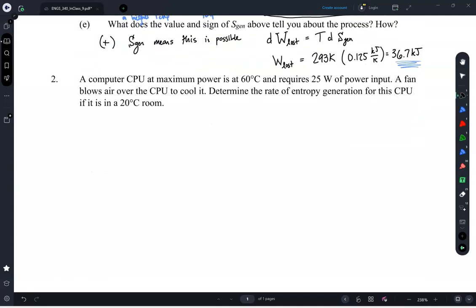All right, last problem. We have a computer CPU. It's at 60 degrees, right? We have the CPU and, right, it's hot, 60 C. It's getting cooled actively. It's sitting in a room that's 20 degrees C. There's a fan blowing over it. So here's my beautiful fan. Looks sort of like a flower, but that fan is blowing over that, and that's keeping the thing cool. Asked to determine the rate of entropy generation for this process.